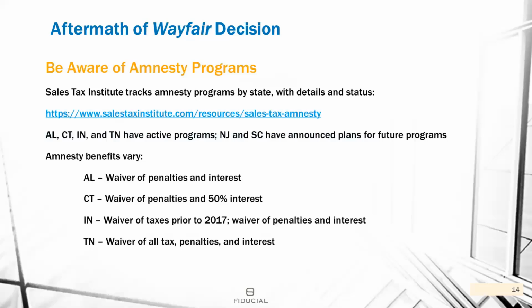Alabama will waive penalties and interest. Connecticut will waive penalties and half the interest. Indiana will waive taxes prior to 2017 and then waive penalties and interest. And then Tennessee is the most generous currently, waiving all tax penalties and interest.